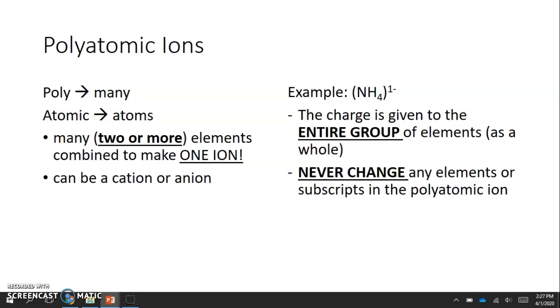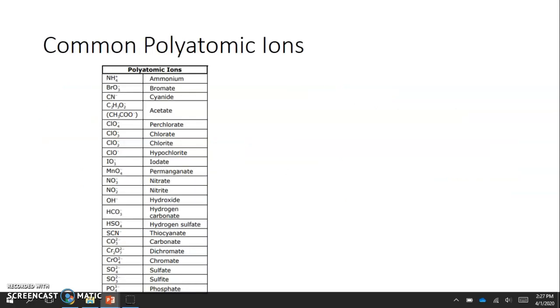the parentheses. You never change any elements or subscripts in the polyatomic ion. So if we're talking about polyatomics, you want to keep the atoms the same, the elements the same. We're not going to change the nitrogen or the hydrogen. We're really just looking at the charges, okay? So ammonium will always be NH4.